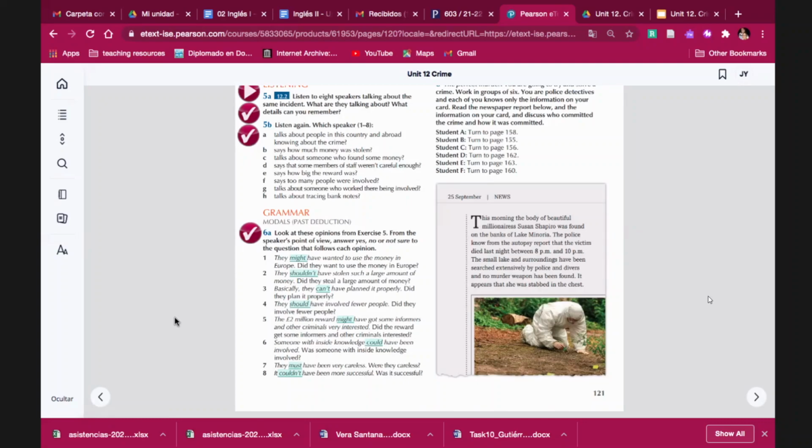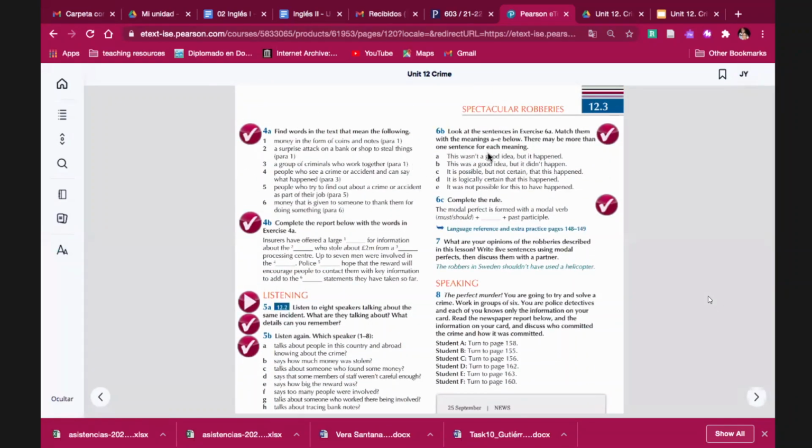Okay? So, Brenda, which is the use for this? Which is the meaning, sorry, which sentence, which is the modal for this meaning? I put they must have been very careless, but you say that must is in letter D. Pero nada más nos queda una, que no hemos ocupado en ningún lado. The number 8, that it couldn't happen. Exactly. Entonces, number 8 says, it couldn't have been more successful. Entonces, it was not possible for this to have happened. Okay? Entonces, these are the meanings, guys, you have for these modals.